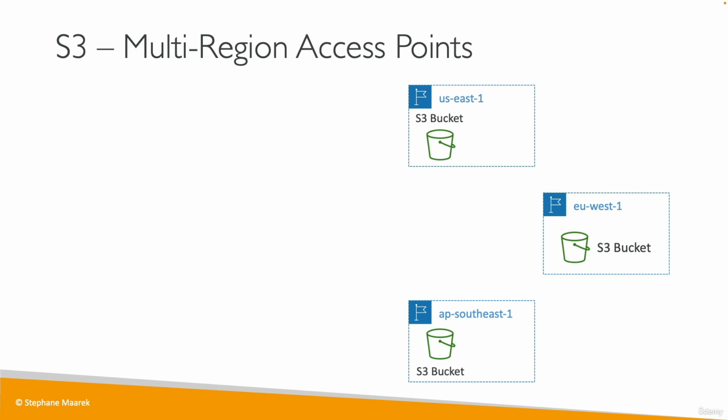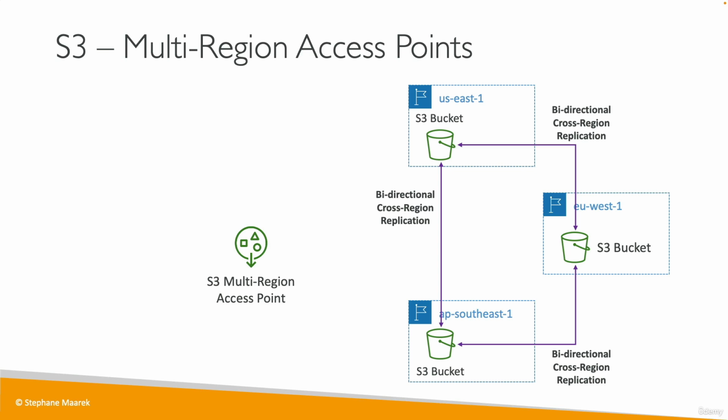We have US East 1, EU West 1, and AP Southeast 1 with the same S3 bucket that's going to be replicated across all regions. So automatically, these rules are created by Amazon S3 for you. You just have to say it. But then all the data within these buckets is going to be replicated no matter what. And as you can see, we must have replication rules across all buckets to one another.